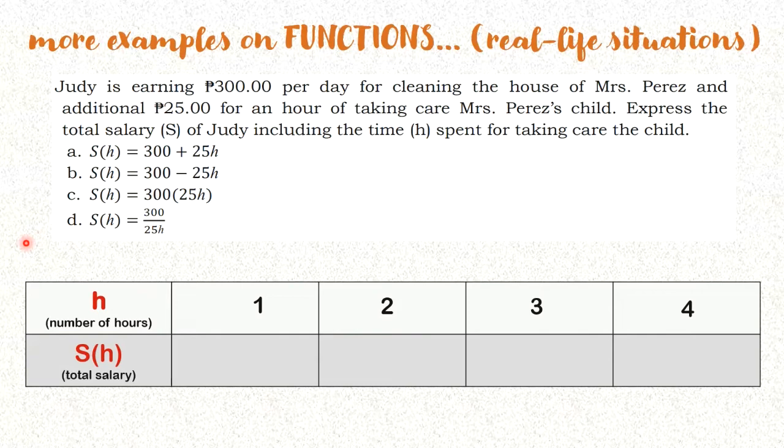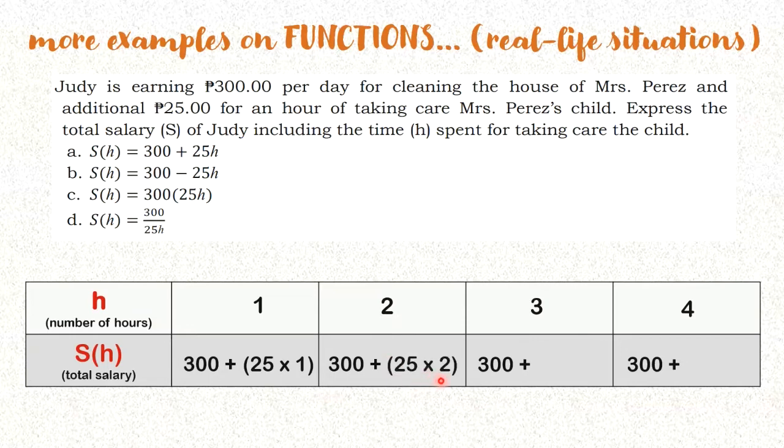So, ilalagay na natin dito, may 300 pesos na siya. Pero, kunyari, 1 hour niya inalagaan yung child ni Mrs. Perez, meron siyang additional na 25 pesos. Kapag inalagaan ni Judy ng 2 hours yung child ni Mrs. Perez, meron siyang 50 pesos. Pero I'm going to write 25 times 2. It's better this way kasi naghahanap tayo ng pattern, para maka-generalize tayo, for the total salary received by Judy.